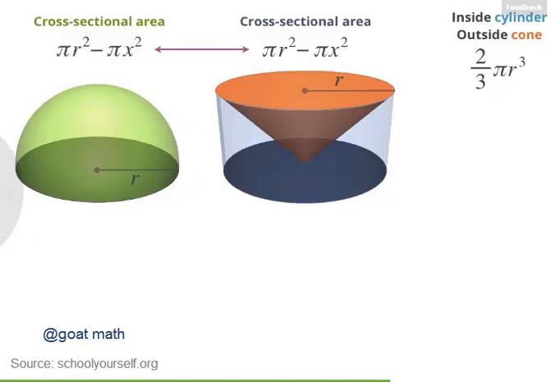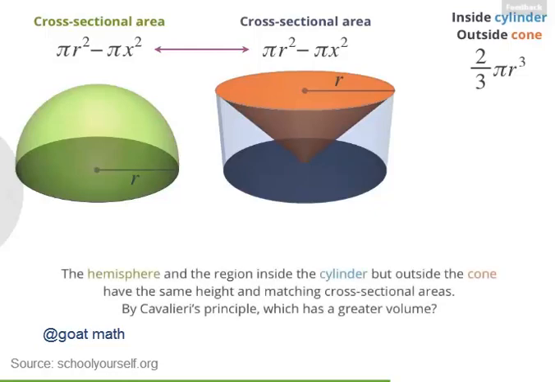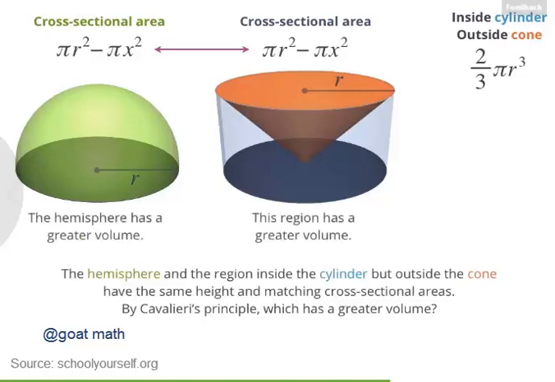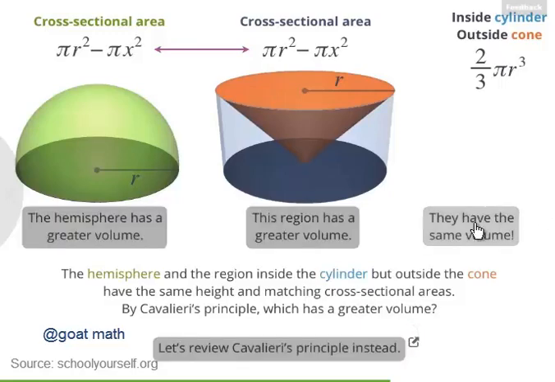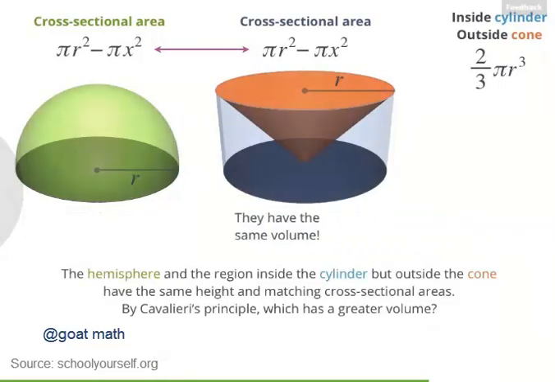So now it's time for the million-dollar question using Cavalieri's principle. As we've said, the hemisphere and the region inside the cylinder but outside the cone have the same height and matching cross-sectional areas everywhere along the height. So which has a greater volume? The hemisphere? The region inside the cylinder but outside the cone? Or do they have the same volume? And to review Cavalieri's principle instead, click over here. Yes, they have the same volume.